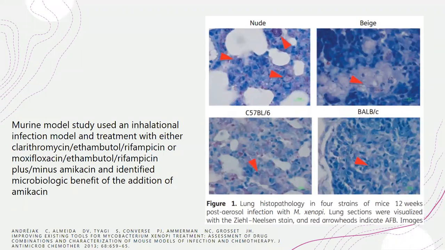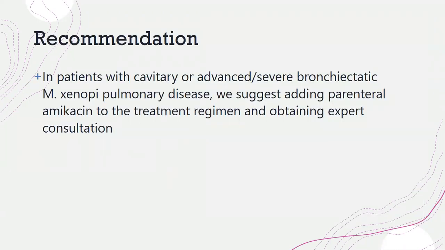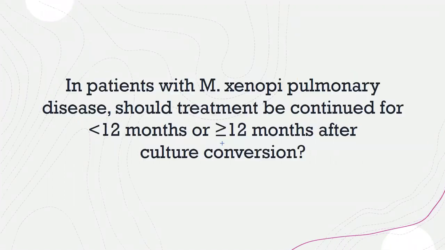And what they saw was that the addition of amikacin actually had a positive microbiological benefit, and clearance of Mycobacterium xenopi was improved in these murine models. So barring compelling evidence to the contrary, patients with xenopi should be treated aggressively. You have to have all hands on deck, and you want to add IV amikacin or streptomycin to the treatment regimen for these patients.